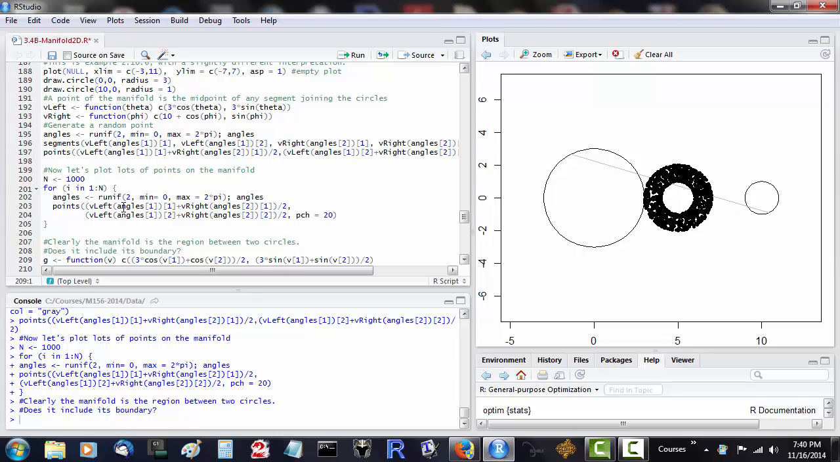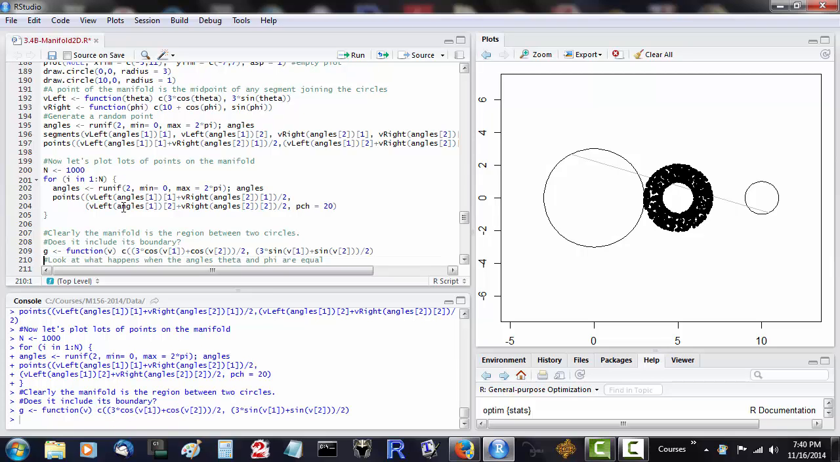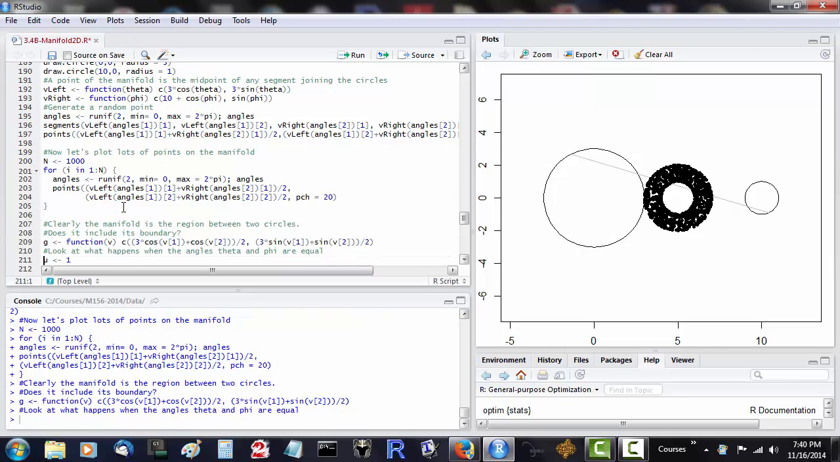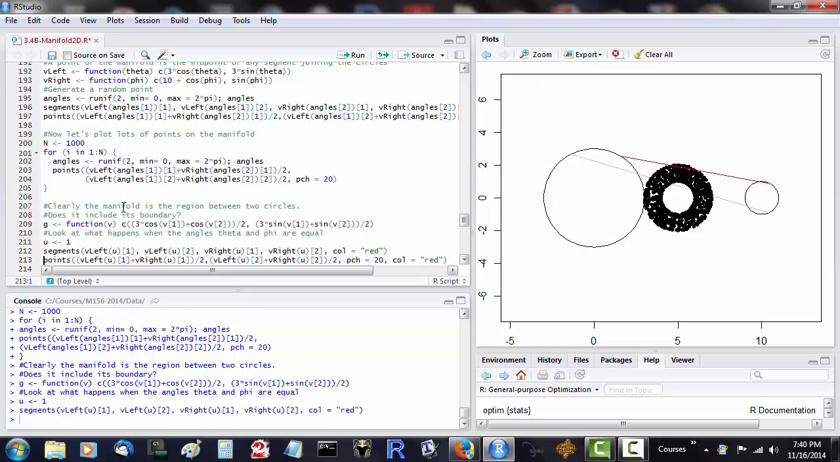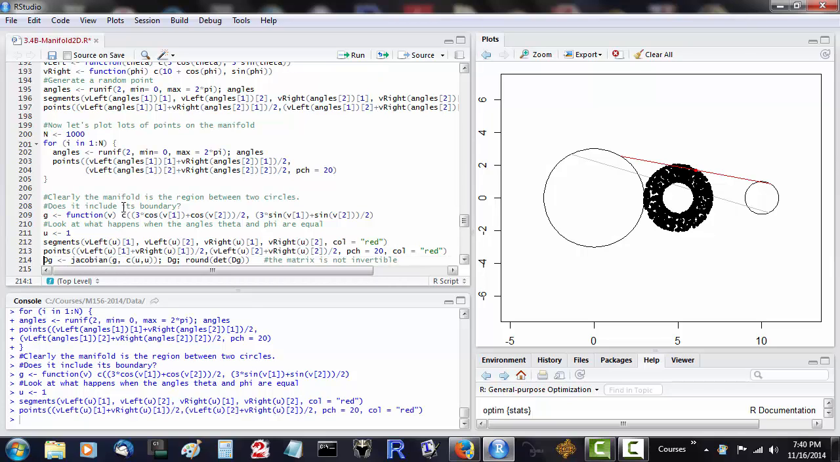And we can answer that question by using the one-to-one test for the parameterization. There's my parameterization function written as a function of a vector. That's the angle for the first circle and the angle for the second circle. And let's look at what happens when those 2 angles happen to be equal. I've given both the same value, 1 radian. There is a segment. There is the midpoint, and you can see it's right on the boundary of the manifold.